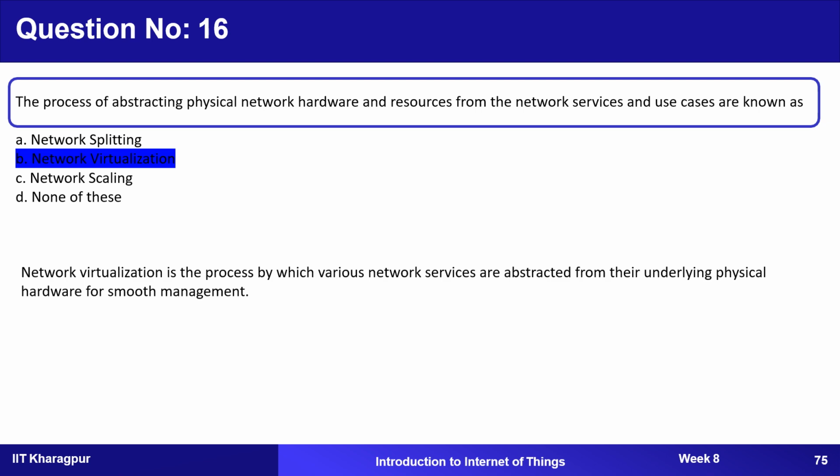Okay. So correct option is network virtualization. So basically network virtualization is a process of logically grouping the physical networks and making them operate as a single or multiple independent networks, which are also called virtual networks. It is the process by which various network services are abstracted from their underlying physical hardware for smooth management of your network.